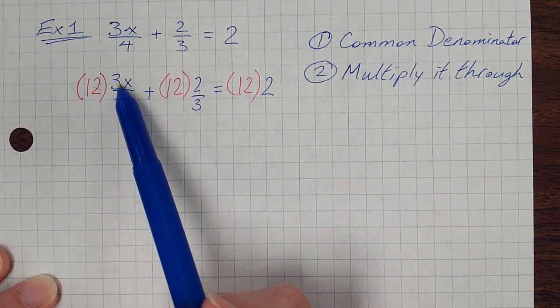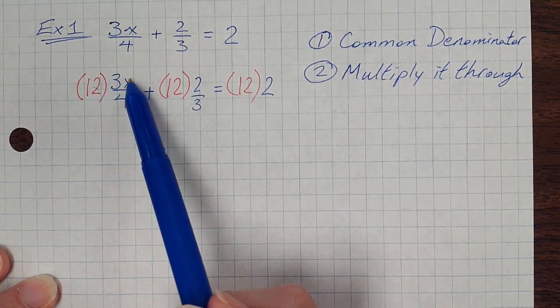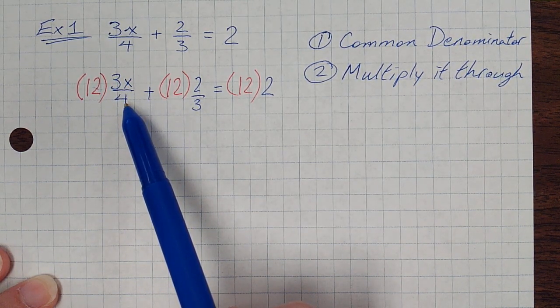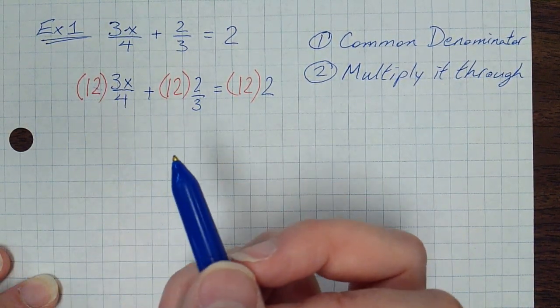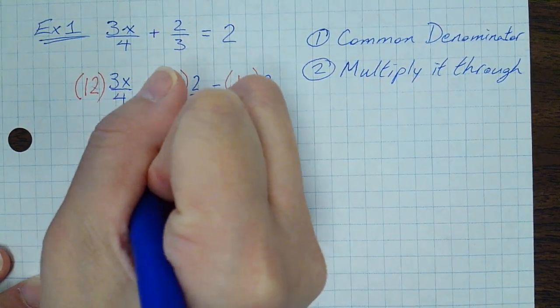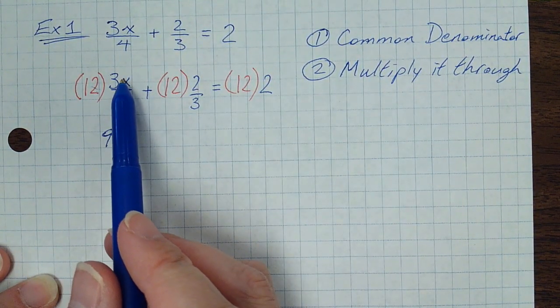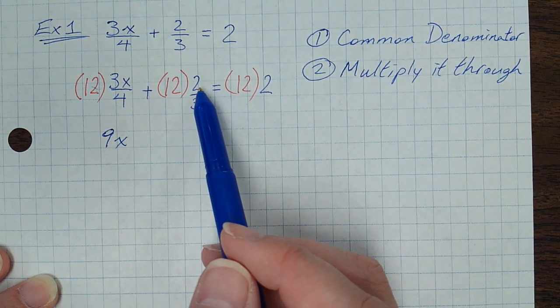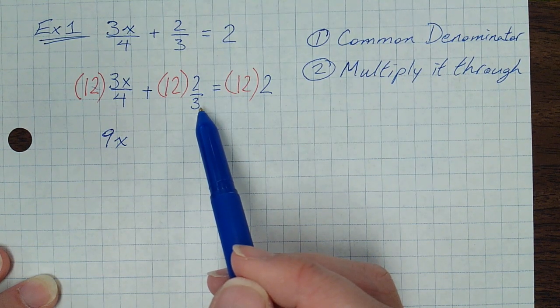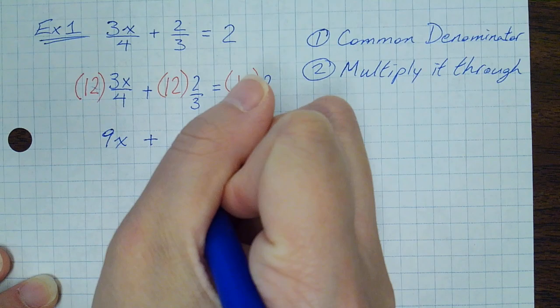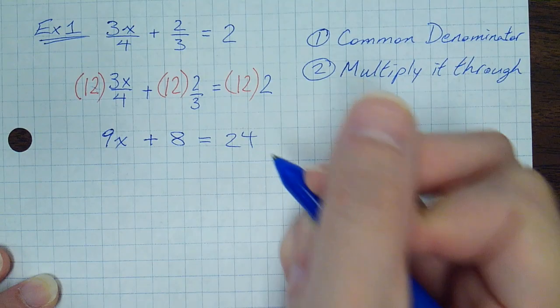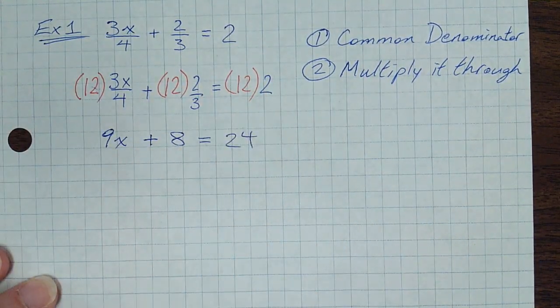12 times 3x is 36x divided by 4. 36 divided by 4. Yeah. 9, right, good. 9x. Right, 12 times 3x is 36x divided by 4. You get 9x. 12 times 2, 24 divided by 3, 8. So plus 8 equals 12 times 2, 24. There you go. One step, no more fractions.